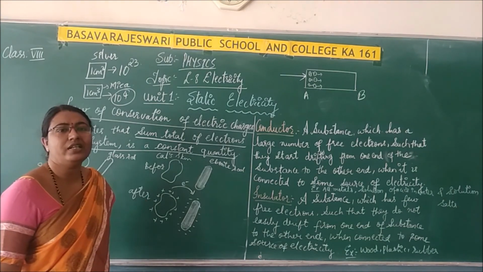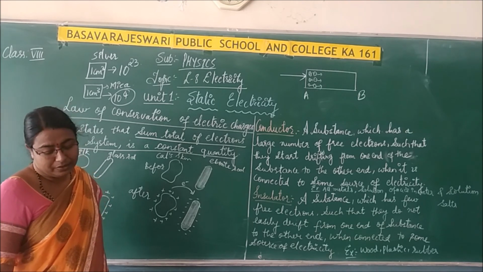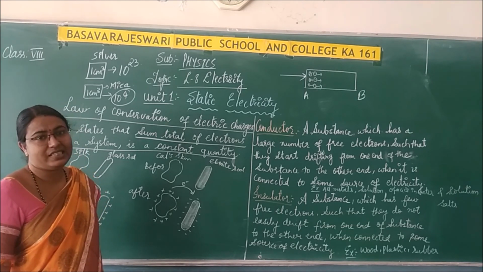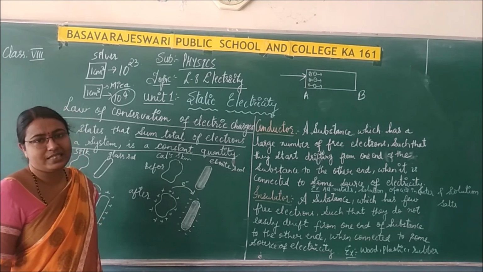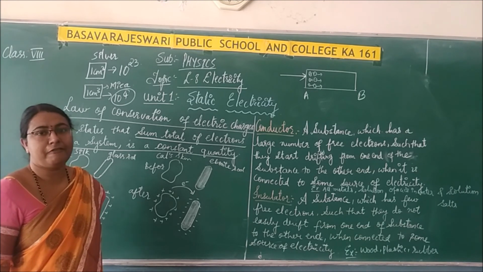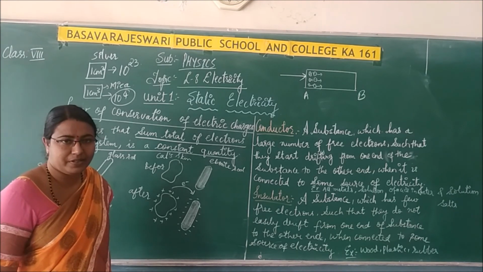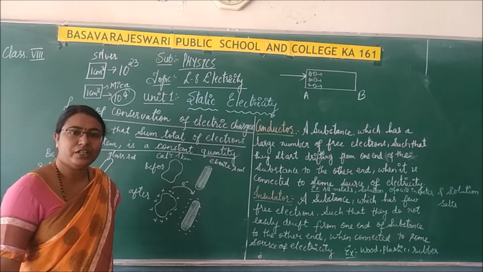Today we learned about the law of conservation of electric charges, and also what are good conductors of electricity, that is conductors and bad conductors of electricity, which are also known as insulators. So by this we end the first unit of this chapter. In the next class, we will begin with the second unit of the chapter. Thank you, children.